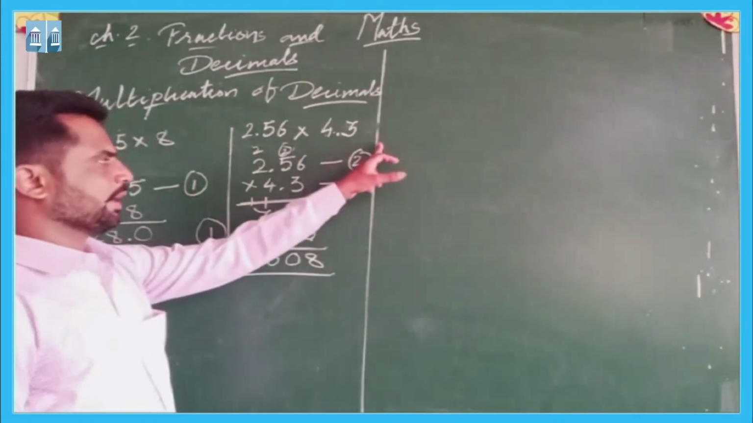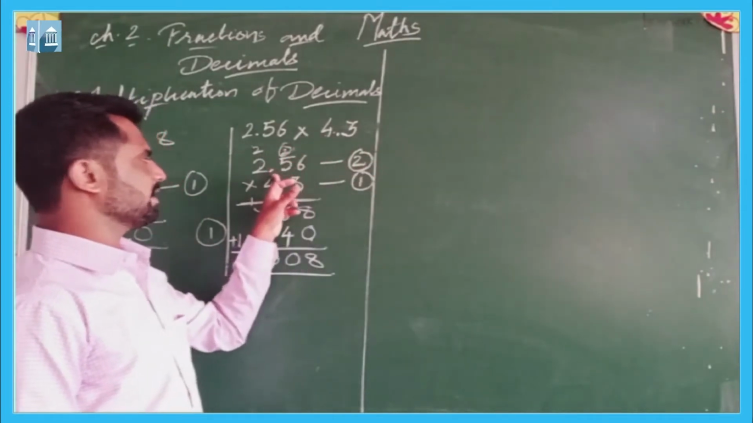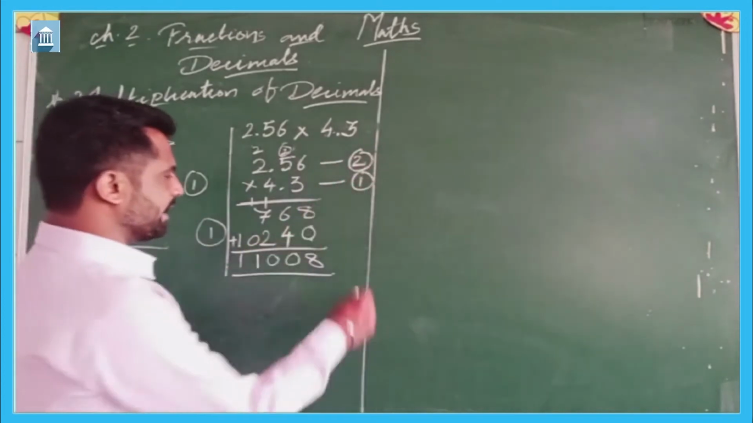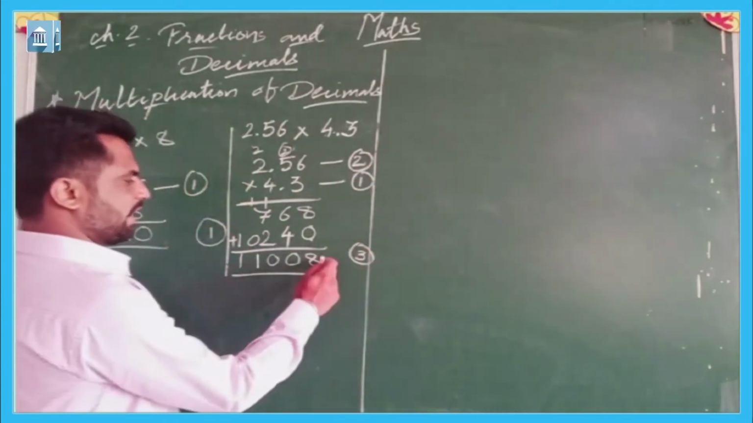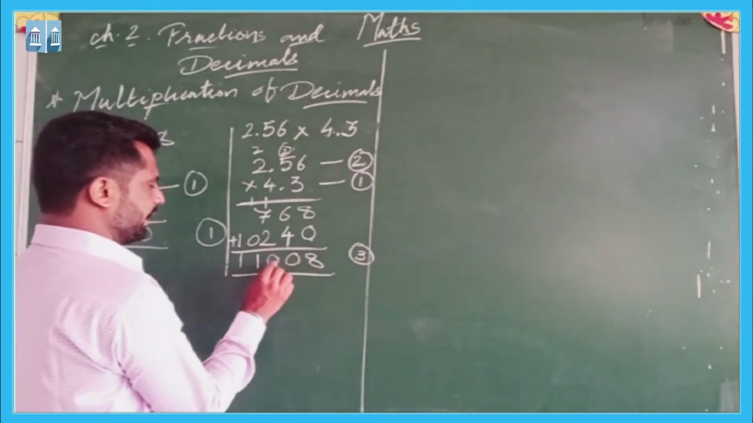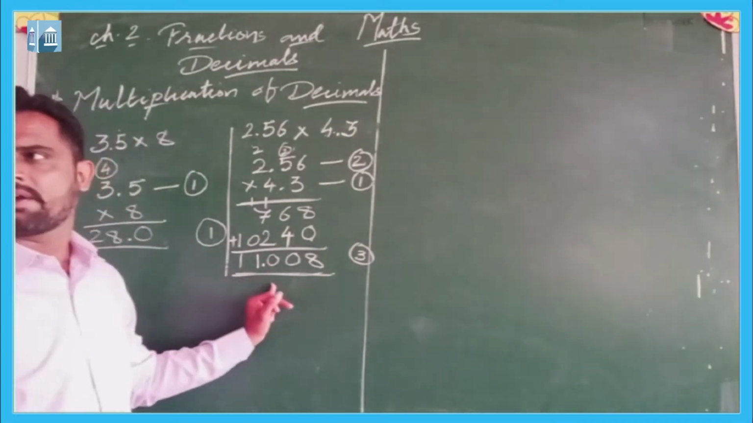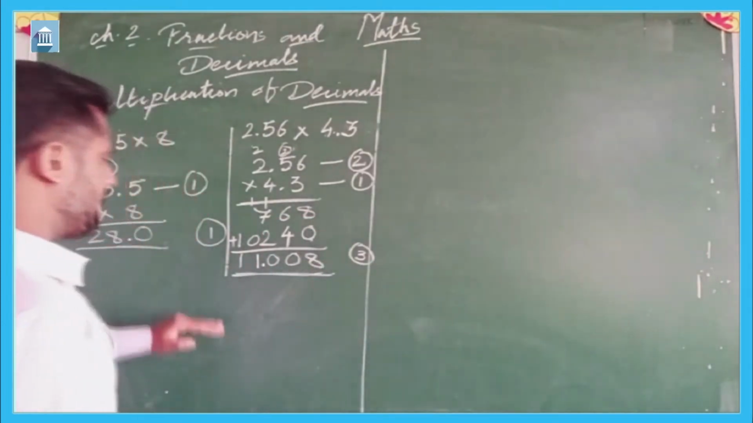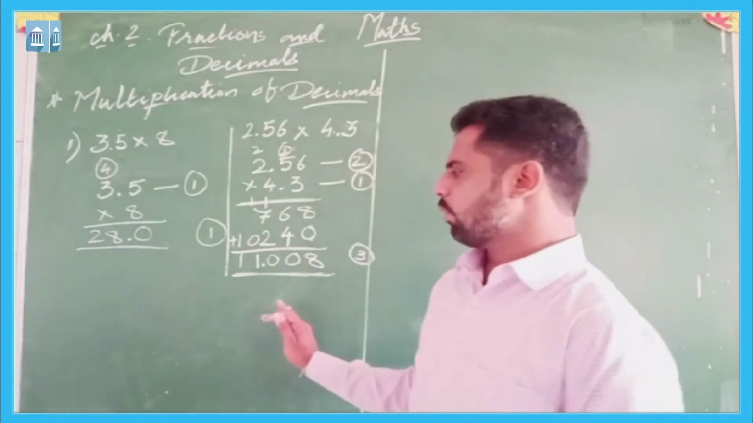Now here we need to bring 2 after this. After decimal point 2 digits, after decimal point 1 digit. So we are going to add it. It will be 3 here, and we have to start it from right hand side. So 1, 2 and 3, and decimal point will come here. So the answer will be 11.008.